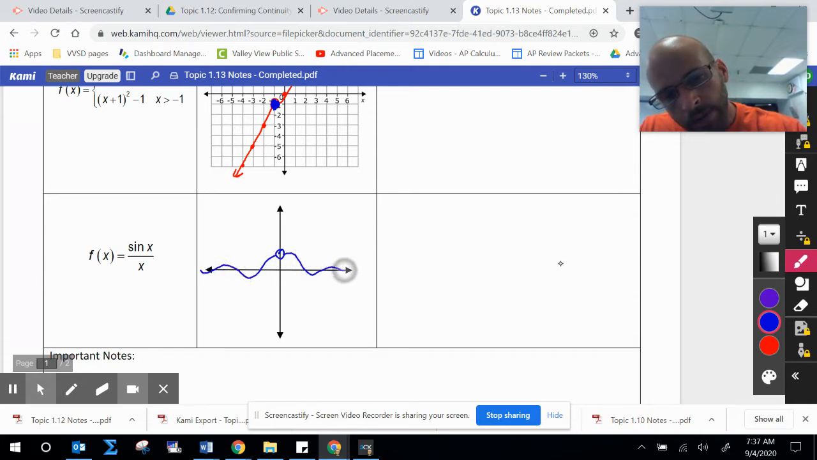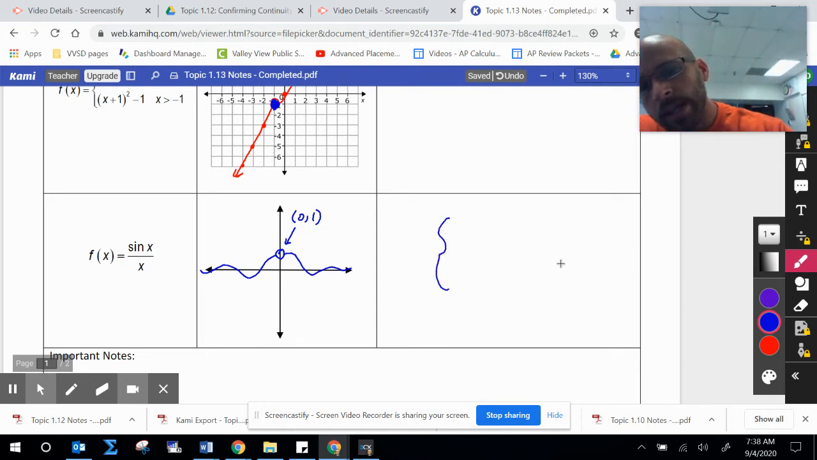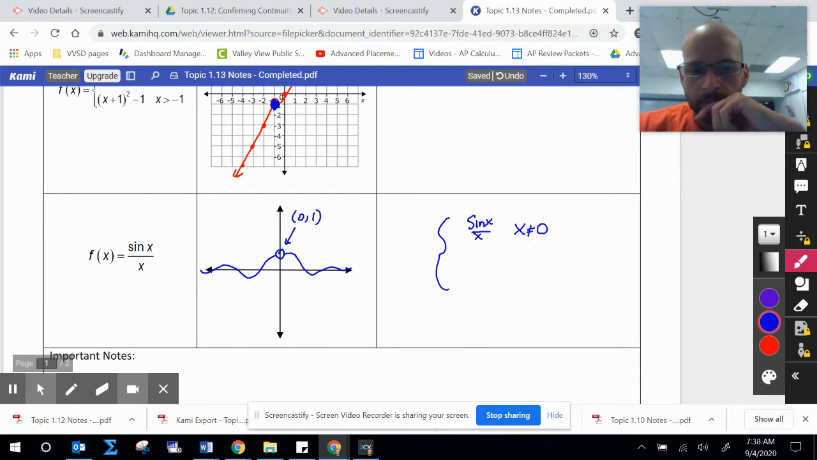So this is the graphical representation where this whole, if you will, is at 0, comma 1, right? So we need to fill that hole in. So I'm going to do it the same way that I did. I can say, okay, I have sine of x over x for all values that are not 0, right? That's every value except for where it crosses the y-axis. And I'm going to put a point.